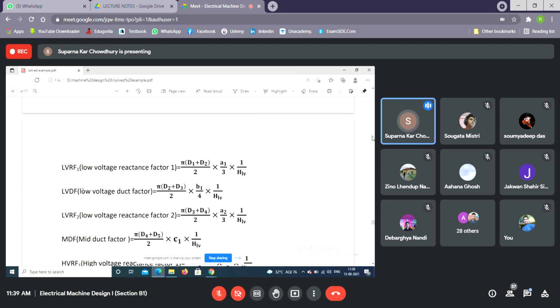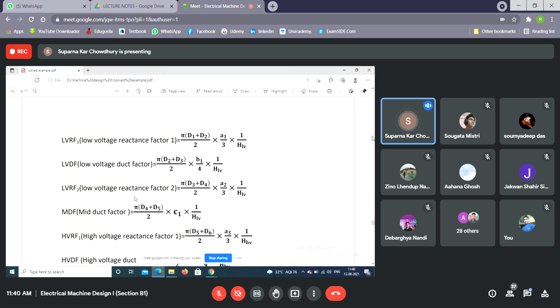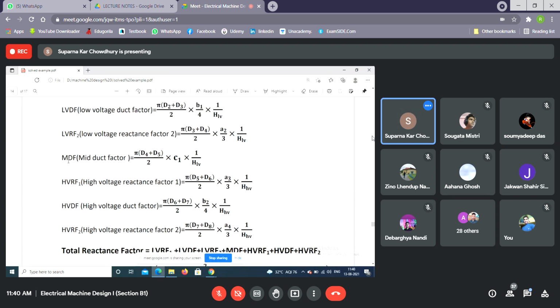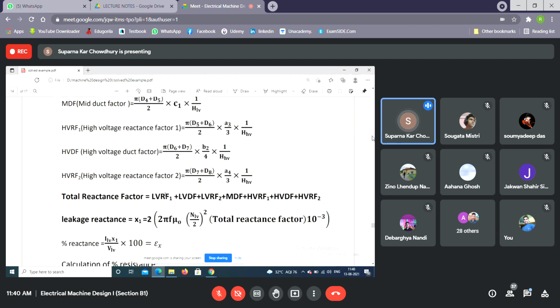Then the low voltage duct factor, for the duct between the two sections of LV, will be pi (d2 plus d3) by 2 into b1 by 4 into 1 by HLB. Then low voltage reactance factor 2 will be pi into (d3 plus d4) by 2 into a3 by 3 into 1 plus HLB. Mid duct factor is pi (d4 plus d5) by 2 into c1 into 1 by HLB. Then similarly we will have high voltage reactance factor 1, duct factor, and high voltage reactance factor 2. So the total reactance factor is the summation of all these.